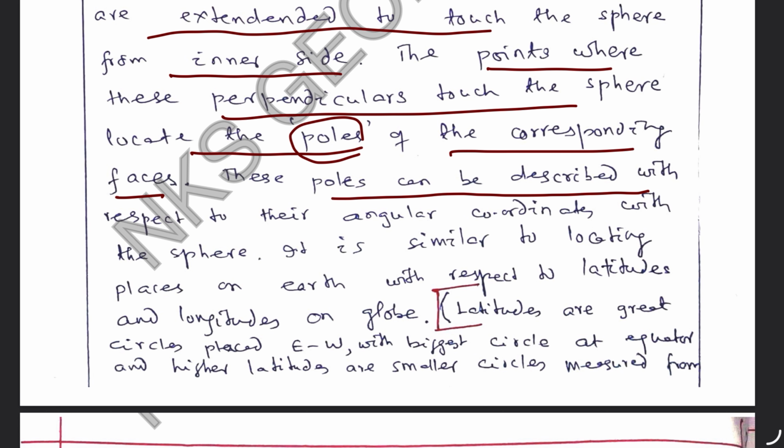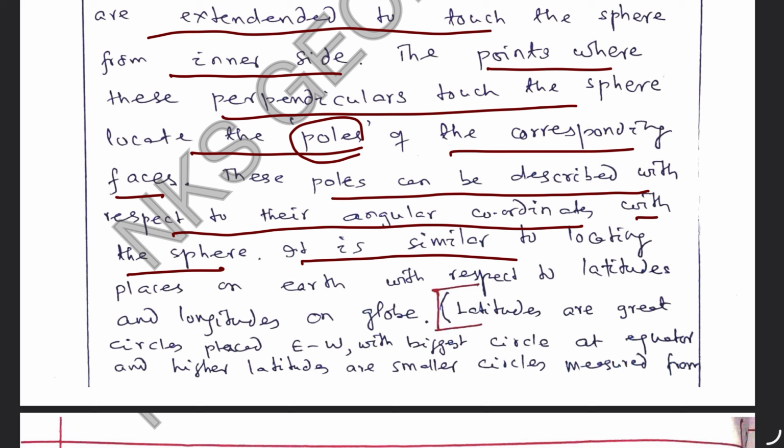The poles which are plotted in the sphere can be described with respect to their angular coordinates within the sphere, and these angular coordinates are similar to locating places on the earth's surface through latitudes and longitudes.